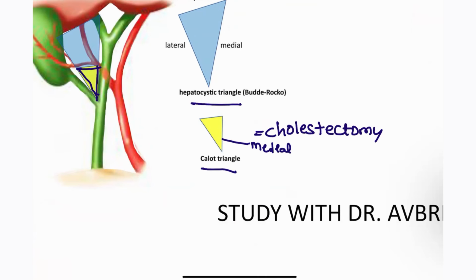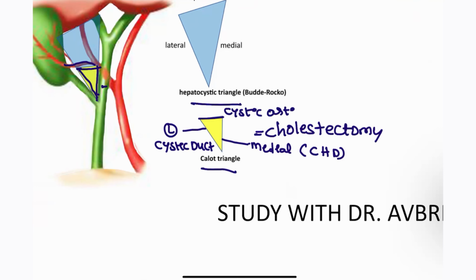on the medial side, there is the common hepatic duct. Okay, this is the common hepatic duct, and on the lateral side, you are going to have the cystic duct. Yeah, this is the cystic duct. And how about the superior side? On the superior, this is the one passing, right? So this is known as the cystic artery. This is known as the cystic artery, which will be forming the superior side.